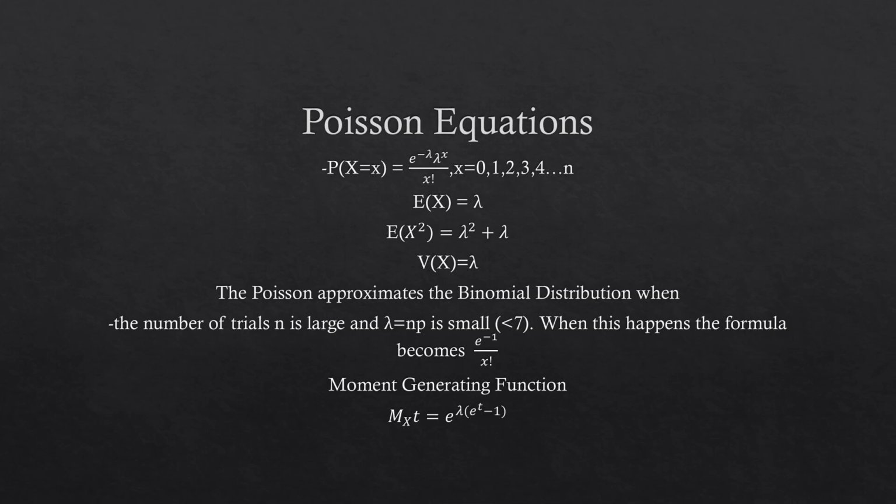So the Poisson distribution approximates the binomial distribution when the number of trials n is large, which is a standard of around greater than or equal to 50, and the value of lambda, which in binomial terms is n multiplied by p, is small, being less than 7. When this happens, instead of using our probability function, it just becomes e to the negative lambda, lambda to the x, over x factorial. And the moment generating function is e to the power of lambda multiplied by e to the power of t minus 1.